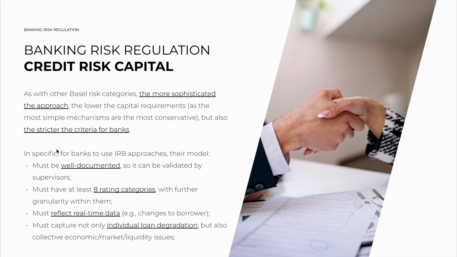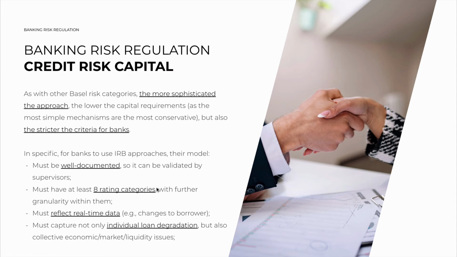In specific, for a bank to be able to use an IRB approach, their model must, first of all, be well documented so that supervisors can validate the model. What are the goals? How does it work? What are the internal calculations? Is it working as expected? And so on. Then, it must have at least 8 distinct rating categories. And these can mimic the rating agencies' categories, such as AAA, AA-, and so on, or they can have different names. They just need to be 8 or more.